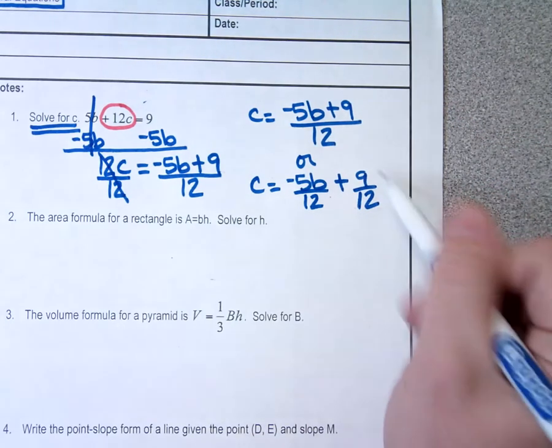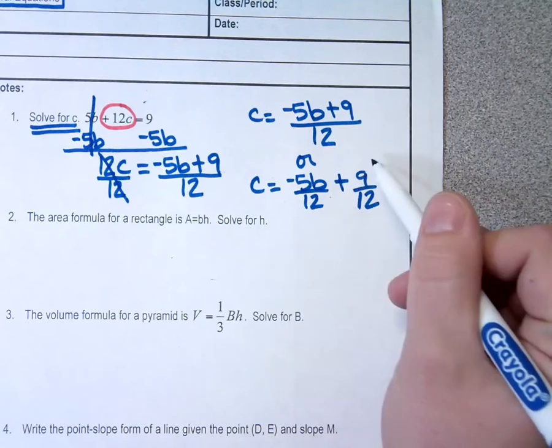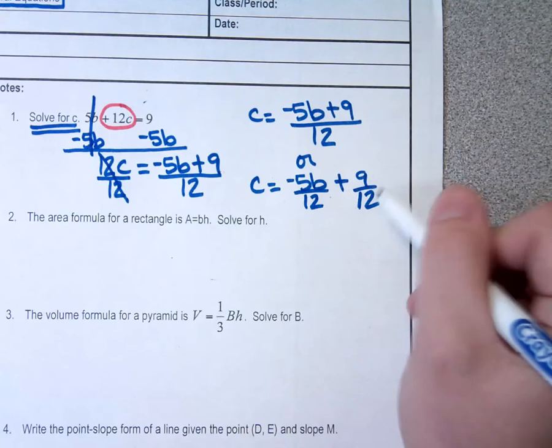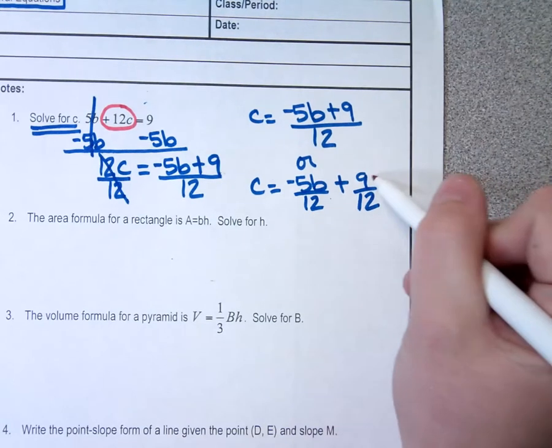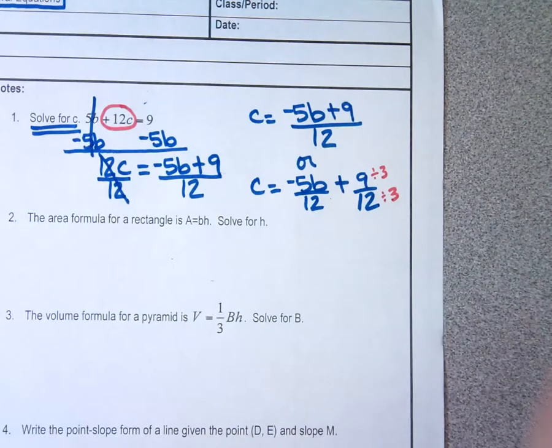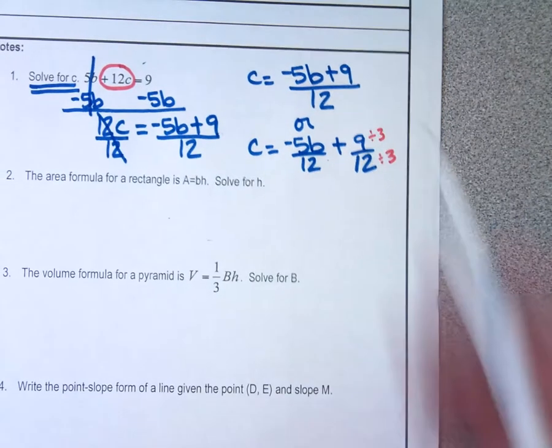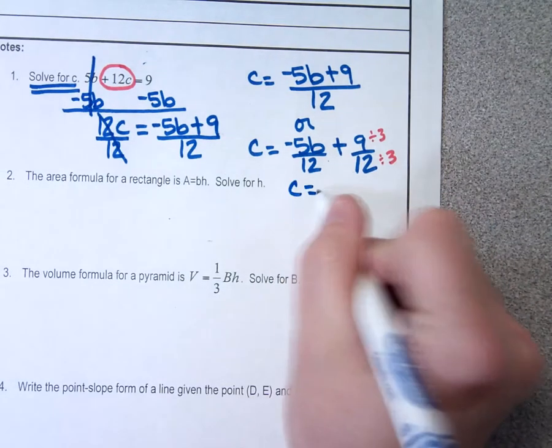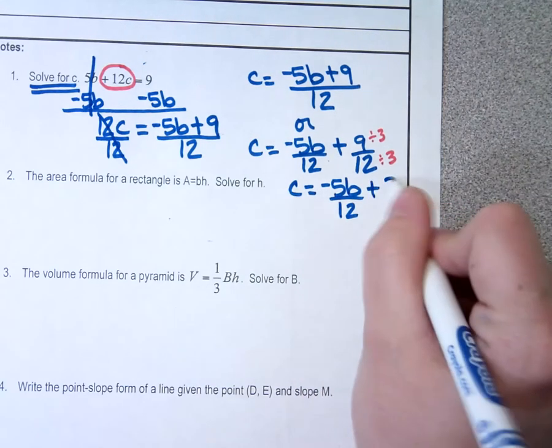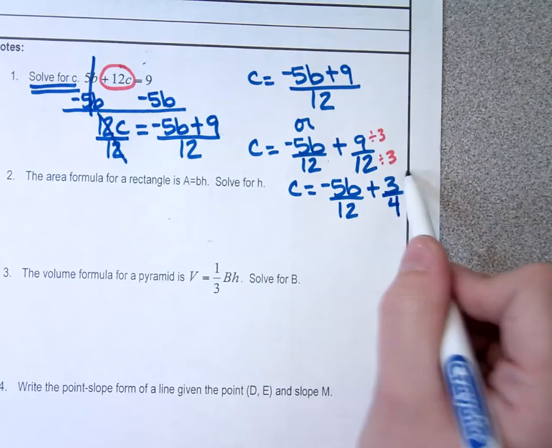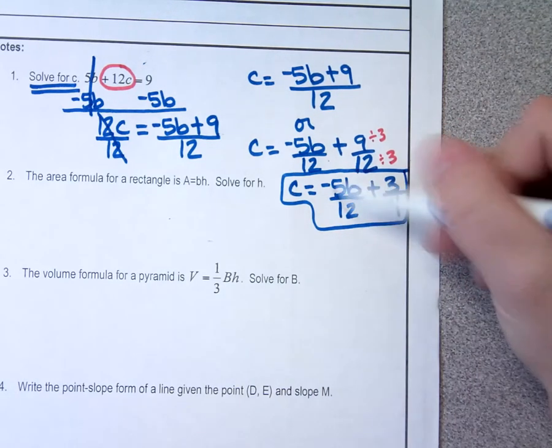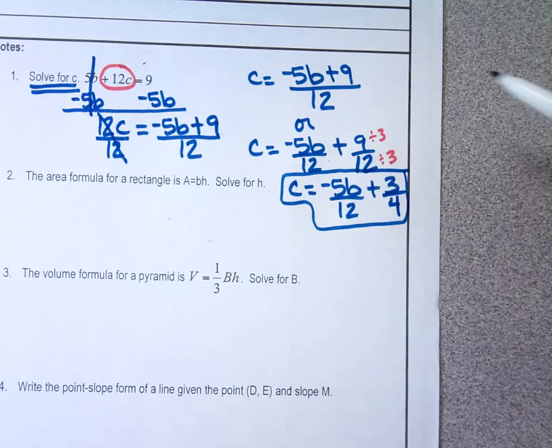Now I can actually reduce this 9 over 12. If I reduce it, what would I get? What can you divide both of these by? You can divide both of them by 3, and if I divide both of those numbers by 3, what would I get? 3/4. So I'd have c equals negative 5b over 12 plus 3/4. And there's my answer completely simplified. I can't reduce the negative 5 over 12, so that's why that still looks that way.